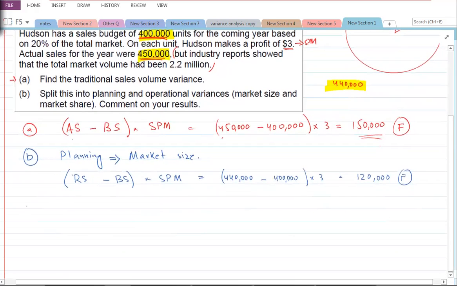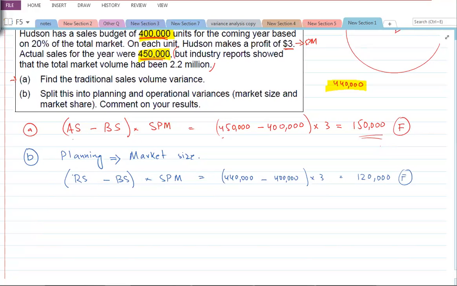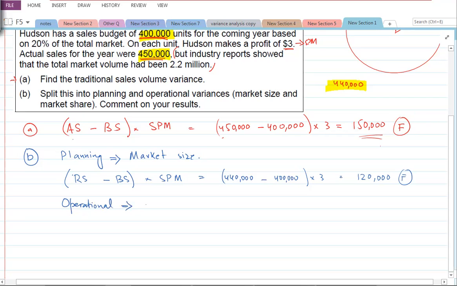Now, if you calculate the next one, which is the operational variance, and that operational variance is basically market share. So what's the rule now? In operational variance, what do we do? We substitute the original with the revised standard. So this needs to be revised. Rather than the budgeted sales, we are going to write our revised budgeted sales. So the formula will become actual sales minus revised sales, multiplied by the standard profit margin.